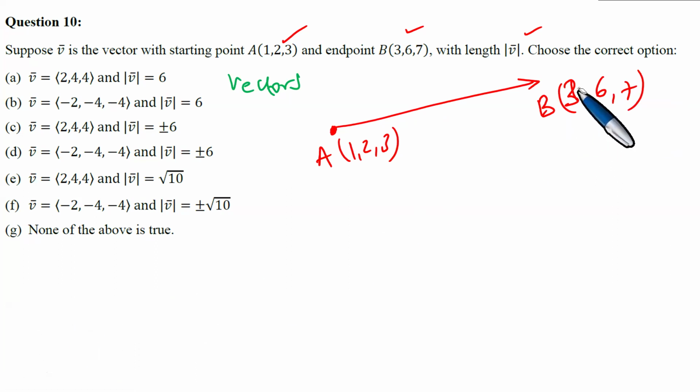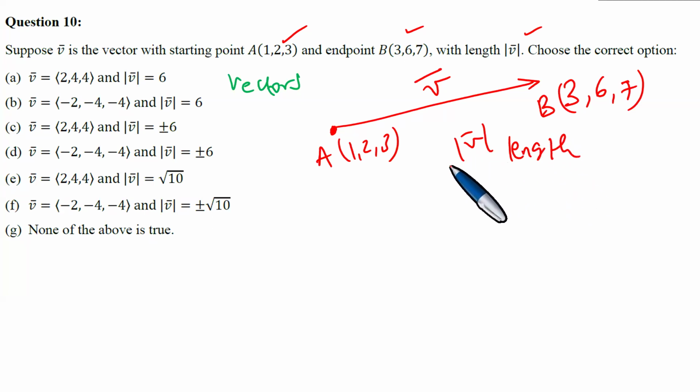What then is the next step? The examiner is then saying vector V is the vector like that. So here is vector V. It is the vector with starting point this and end point that, with length. This is the length of the vector, the magnitude of the vector V. Choose the correct option. Which one is the correct option? Is it A, B, C, D, E, F, G, or neither?